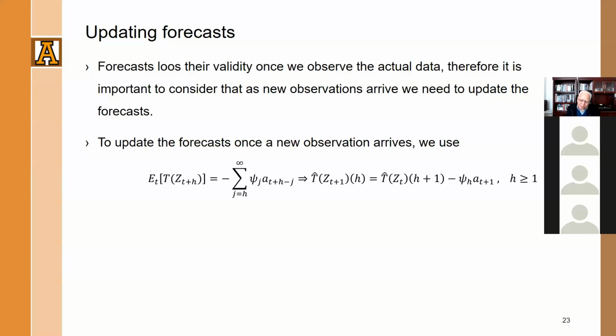So now that I have the T+1 observation, I can update my forecast taking the forecast that I made at time T for today and subtracting the H weight multiplying the A_{T+1} error. Once I have Z_{T+1}, I can compute A_{T+1} from the forecast that I did the day before, right?